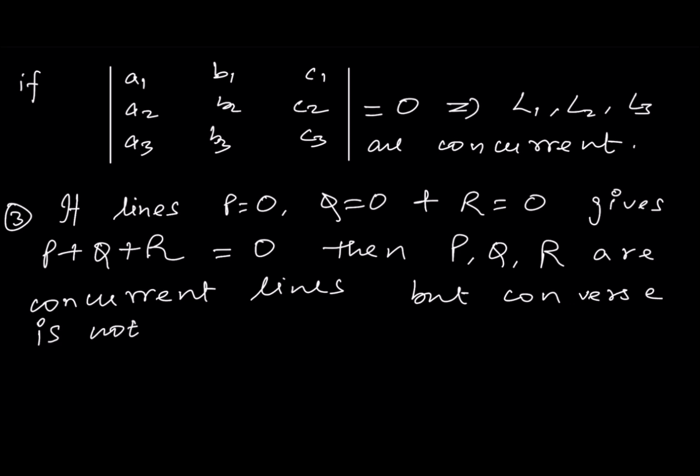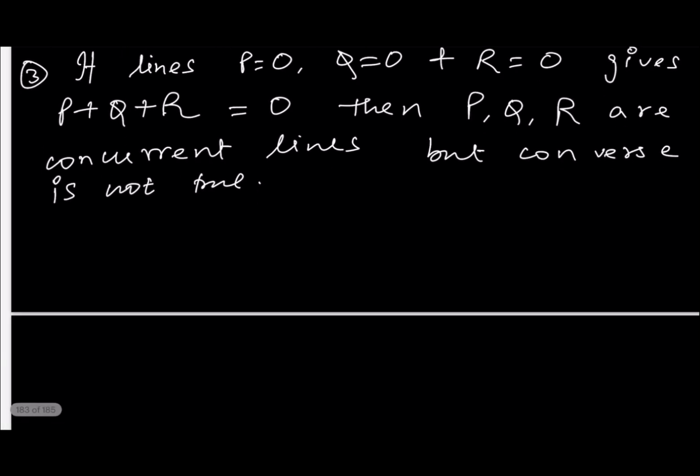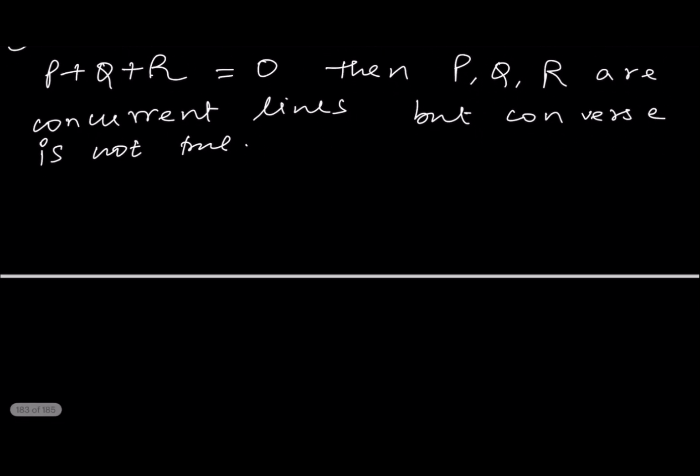That is, if P plus Q plus R is equal to 0, it doesn't mean that P is equal to 0, Q is equal to 0 and R is equal to 0 are concurrent lines. Okay. Now let us take some examples.